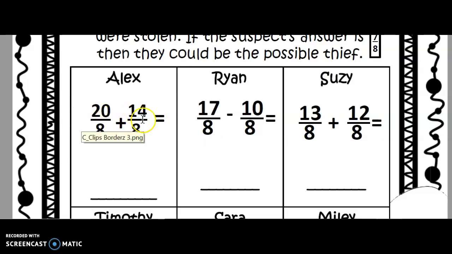20 plus 14 is going to give me 34 over 8. Well, 34 over 8 is not 7/8. It's going to be much more than 7/8. So I know that's not it. 17 minus 10, so my 8 is my denominator. I keep that the same. 17 minus 10, Ryan could be the suspect. Let's keep looking and see if there's anybody else.